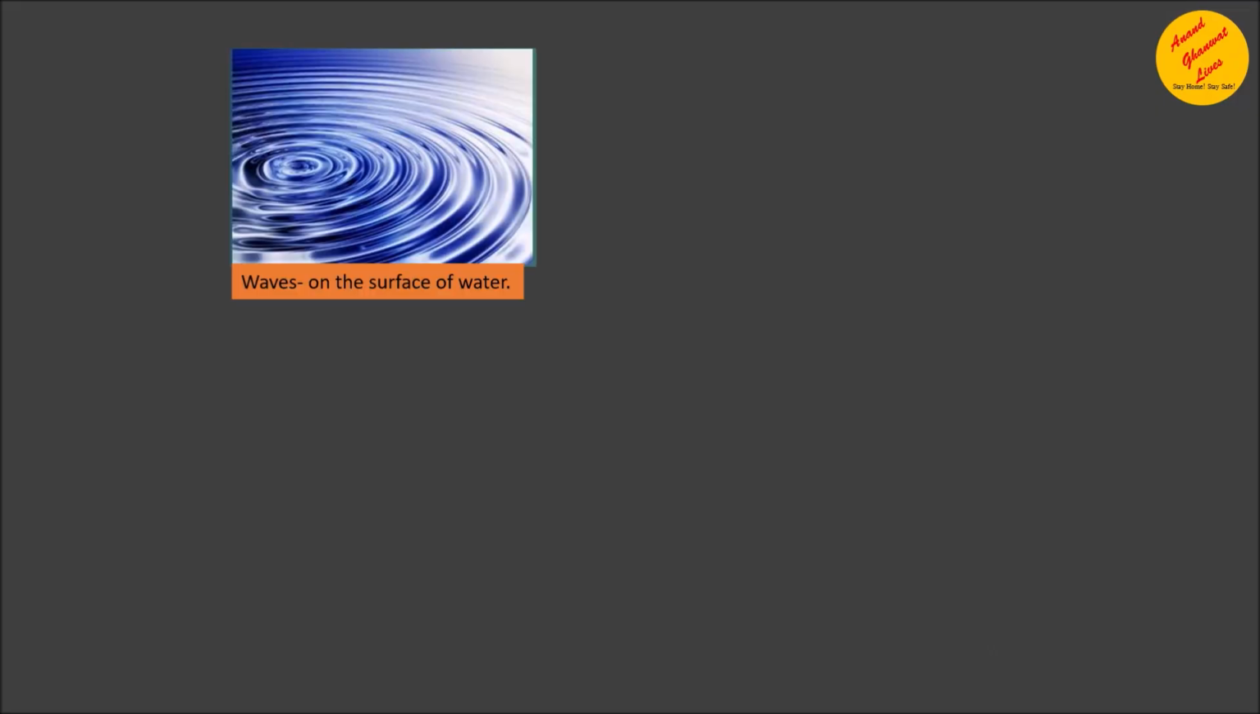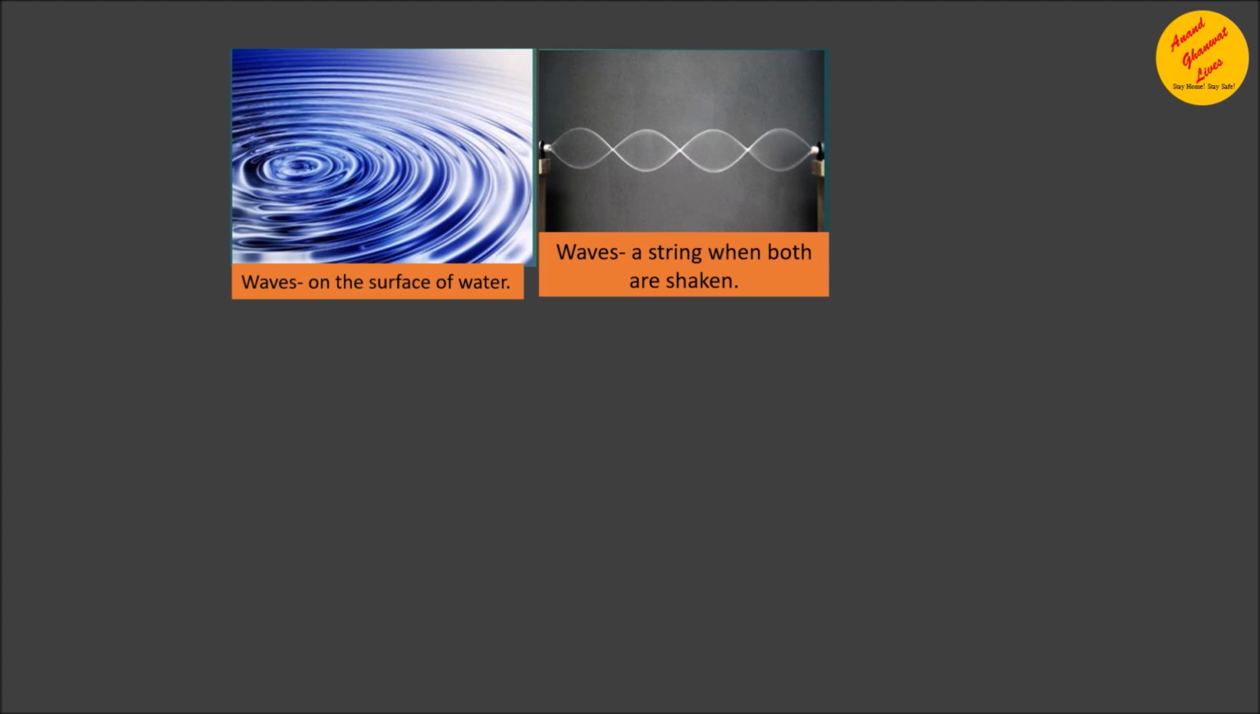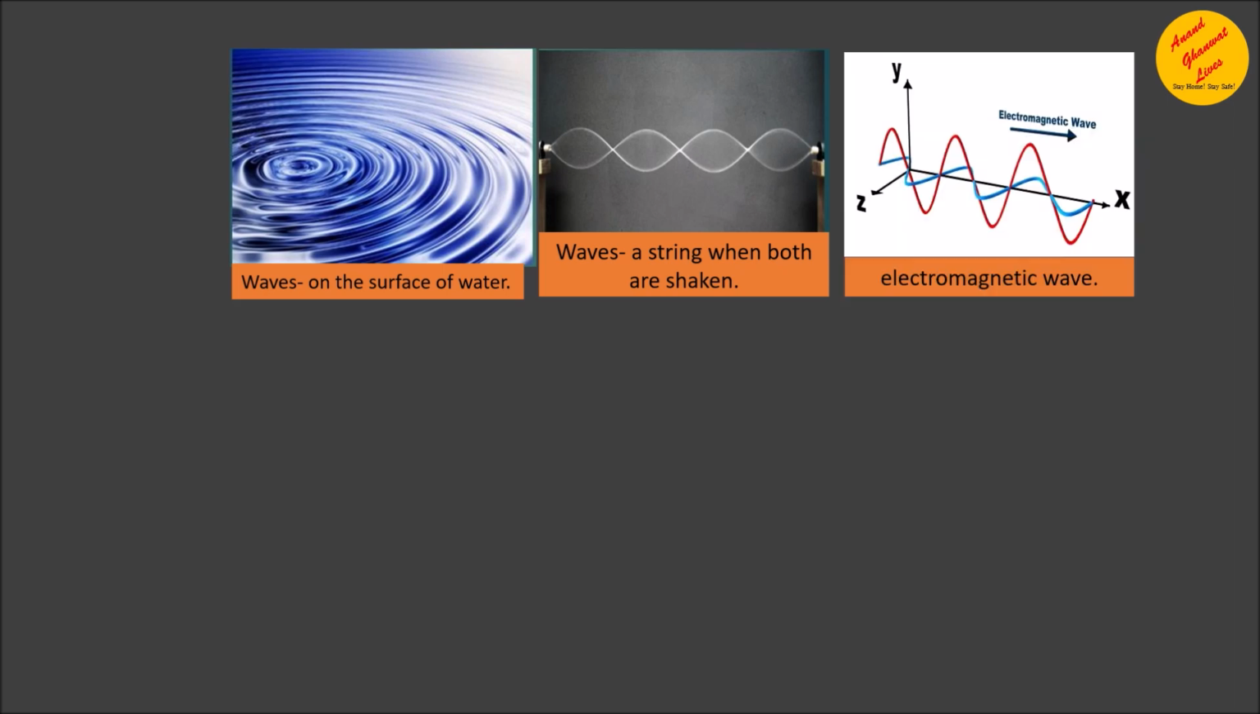Now let us learn about waves, various types of waves. We know that waves are created on the surface of water when we drop a stone into it. Waves are generated on a string when its end is held in hand and it is shaken. Also, light is a type of electromagnetic wave.